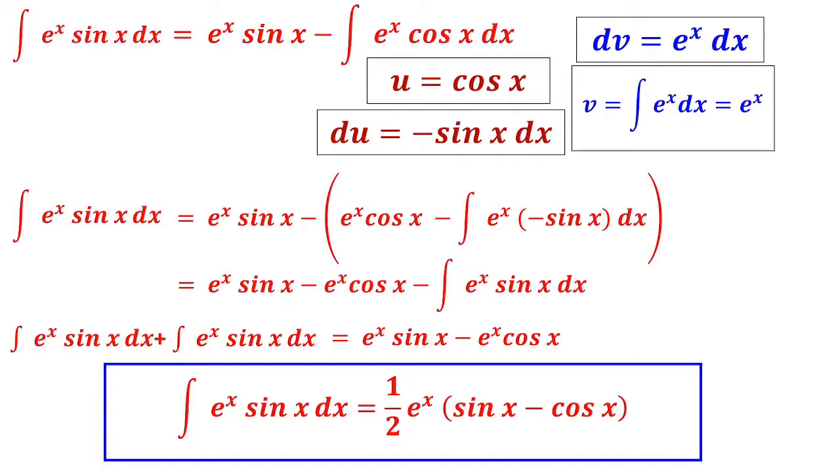That idea is very simple. If you start with e power x into any trigonometric function, it may be sin or cos, do the integration by parts twice, and you will get back the same integral on the right hand side, with some constant multiplied. Bring it to the left hand side and finish.